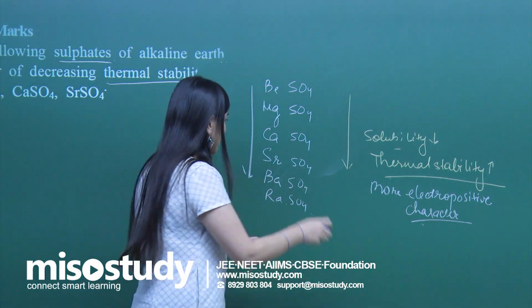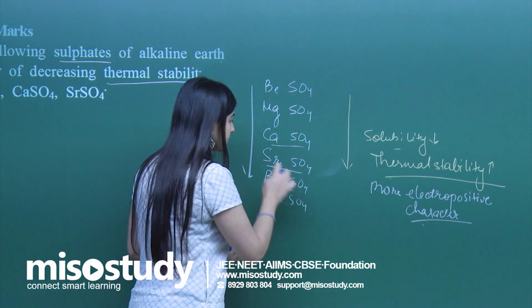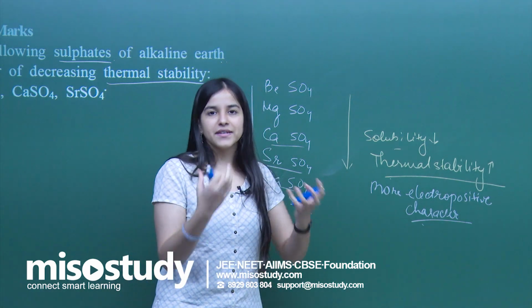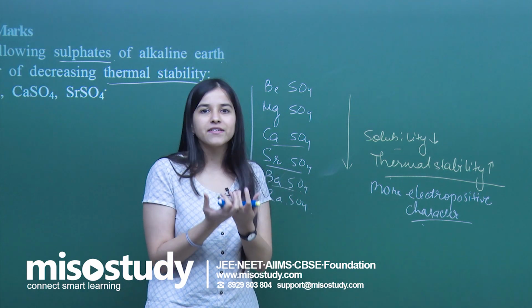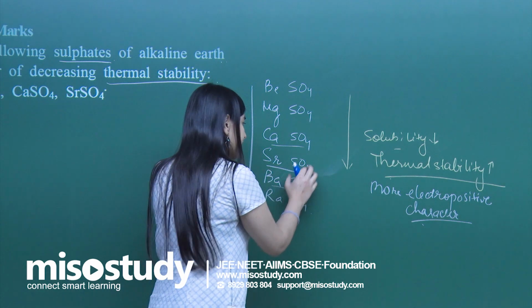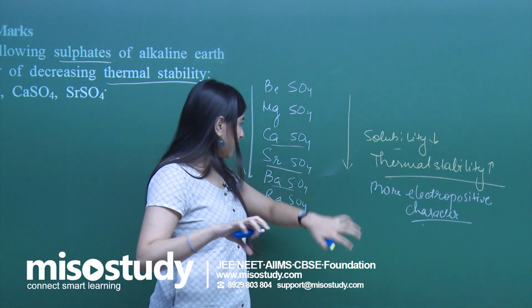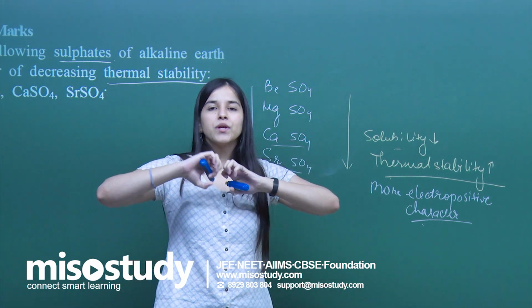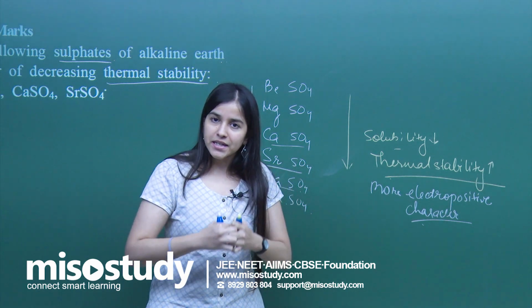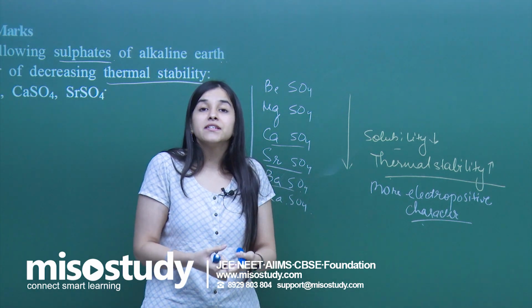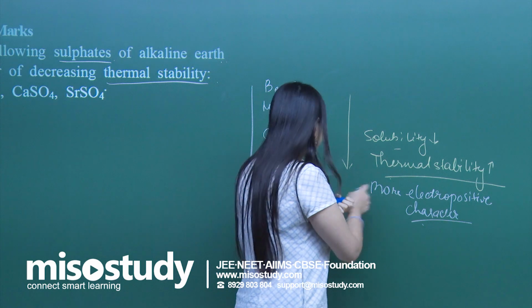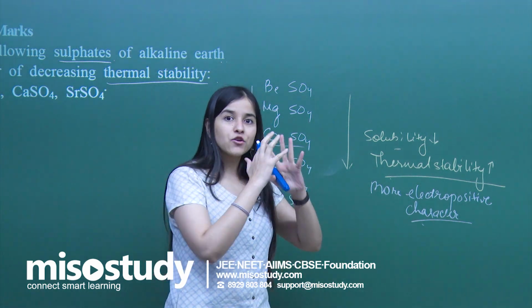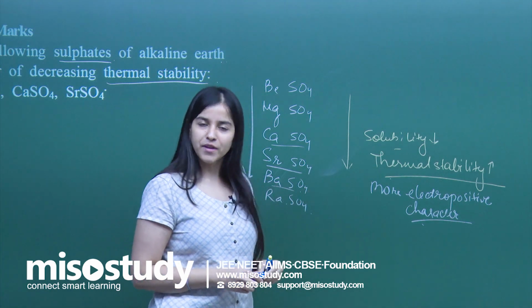More the electropositive character, the better. See here, these are all ionic compounds, and the bigger the anion and the bigger the cation, there will be a very good interaction between the two. Sulfate is itself a bigger one, and barium is also a bigger one. So bigger and bigger will give a very good interaction in between. Due to this, they will be thermally stable. That means upon heating, they will not just dissociate like that. We will have to provide a lot of heat to dissociate them.